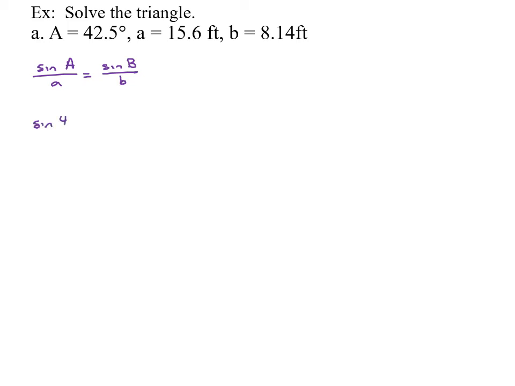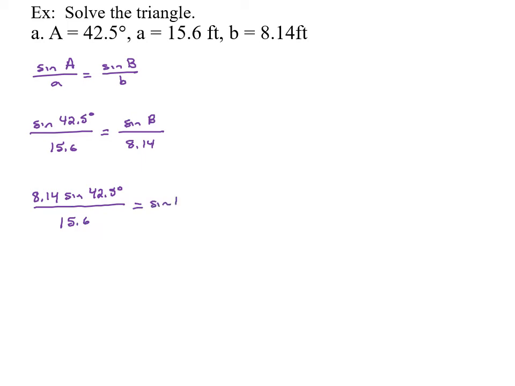So I'll have sine of 42.5 over 15.6 equals sine B, which I'm looking for, over 8.14. So I'll move the 8.14 up to the top left and go 8.14 times the sine of 42.5 degrees over 15.6. That is sine B. We go back to the calculator at that point, typing it in, and see what we get. So typing that in, I get a decimal of 0.353.